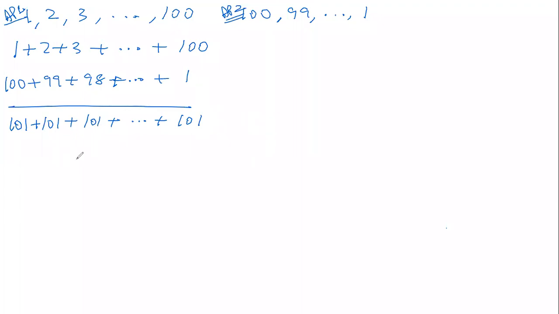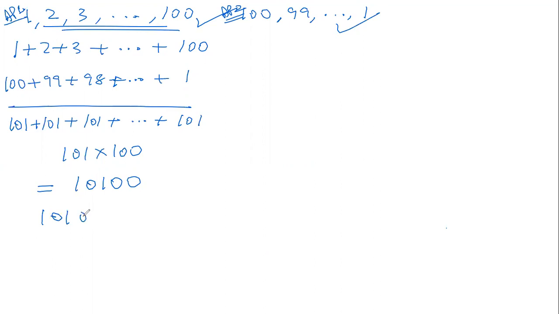That means all we have to do is, instead of doing these 99 additions, 101 into 100. This multiplication is very easy. 10100. Now when we are adding this, see what we have done. We have added this and we have added this, but we only wanted the sum of AP1. It has doubled now, so halve it. 10100 divided by 2. Do the division. Tell me how much are we getting?